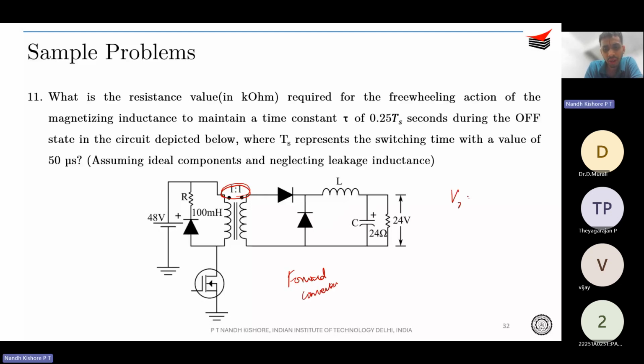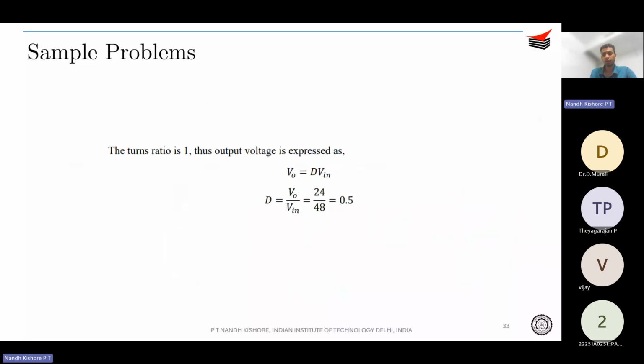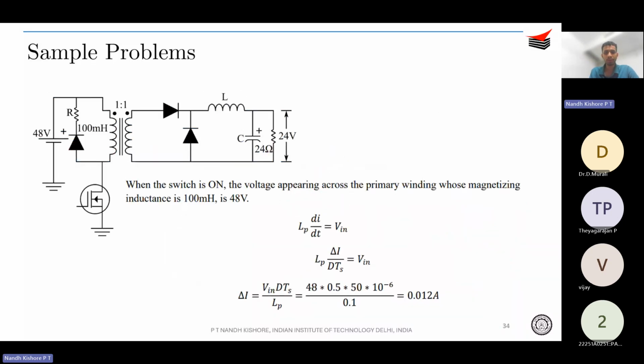You know that V naught is equal to what? V naught is equal to N D V in. N is 1 over here, therefore V naught is equal to D V in, or D is equal to V naught over V in. That is, V naught is 24 and V in is 48, therefore D is 0.5. Correct? So that is what D is, 0.5.